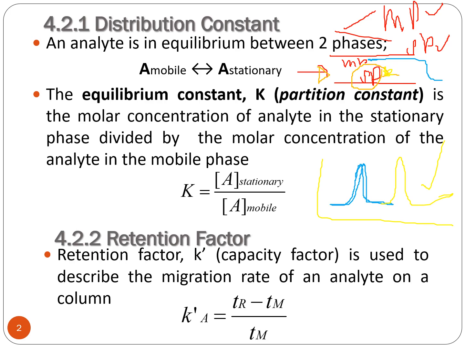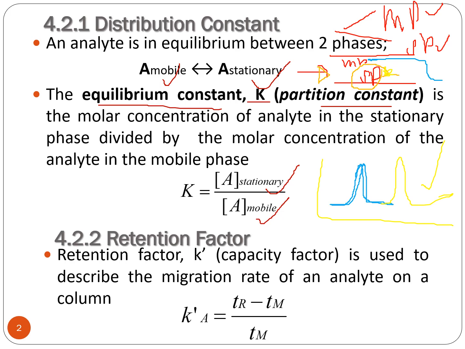Okay, so for the distribution constant, an analyte is in equilibrium between two phases, the mobile phase and the stationary phase. Okay, the equilibrium constant, K, or partition constant, can be calculated as the molar concentration of the analyte in the stationary phase divided by the molar concentration of the analyte in the mobile phase.